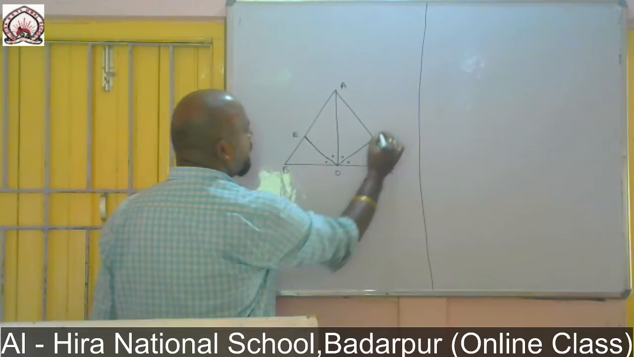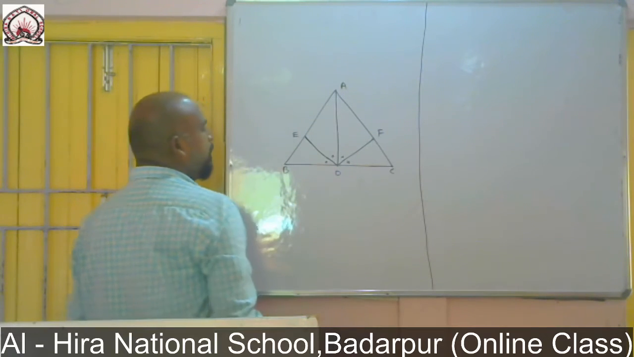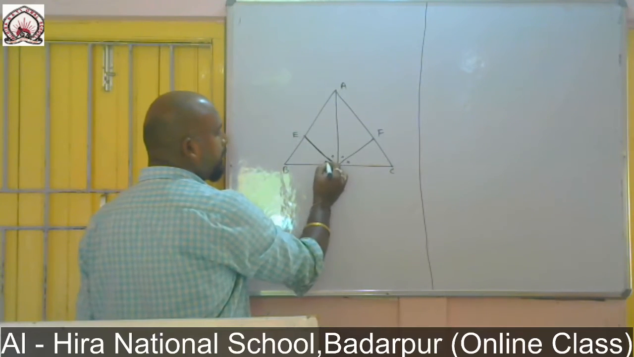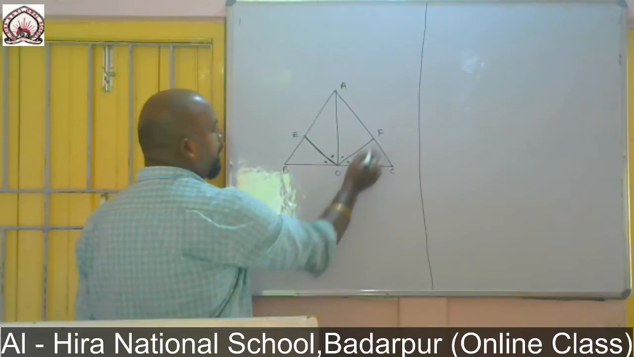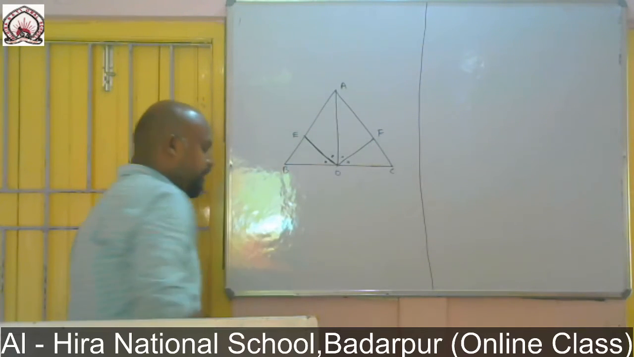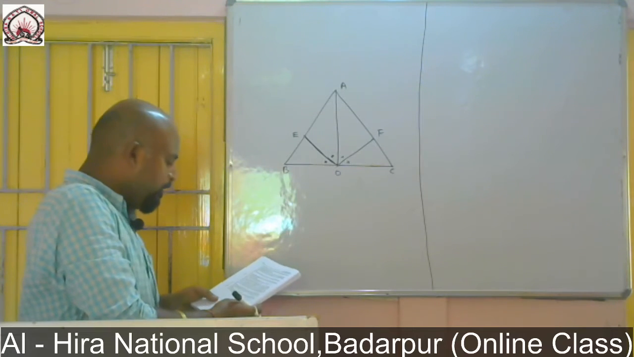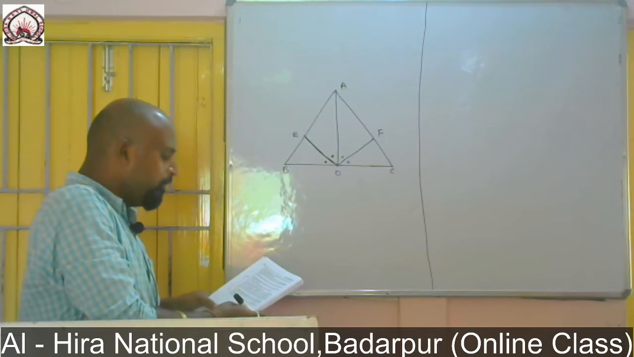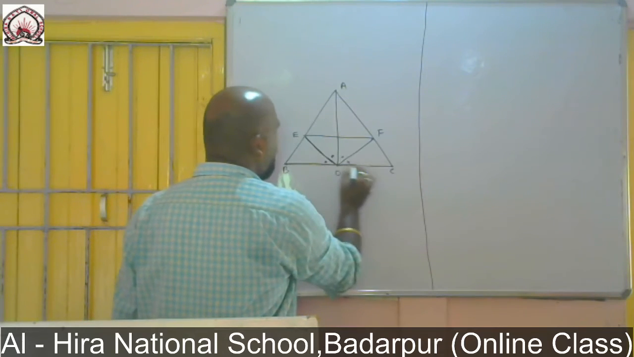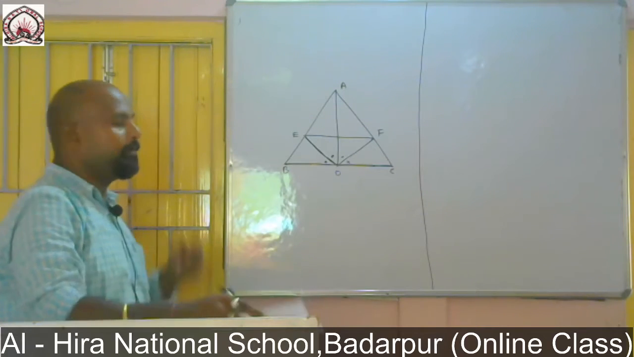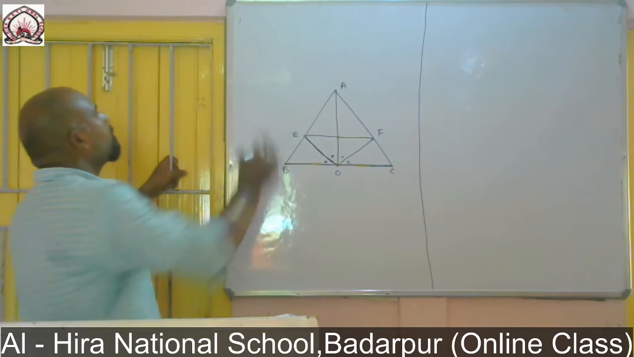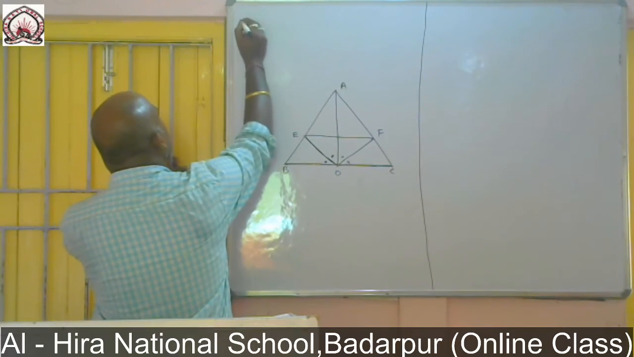This is the point E. This one is the point F. Now, what they have given: ED bisects this angle, means this angle is equal to this angle, and FD bisects the angle ADC, according to our question. Now, what we have to prove? We have to prove that EF is parallel to BC.